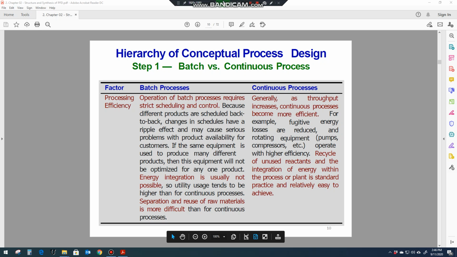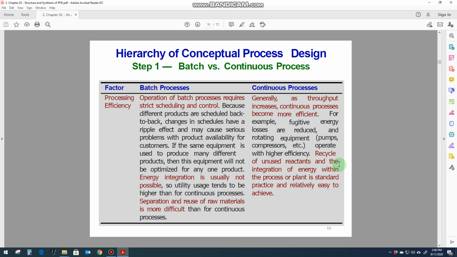In the continuous process, generally, as throughput increases, continuous processes become more efficient. So if we are dealing with high production rates and high flow rates of the feedstocks into the system, then in that case, continuous processes are more reliable and efficient. For example, fugitive energy losses are reduced, the rotating equipment operates with higher efficiencies. Okay, so the energy conversion, the energy utilization, the pumps and the compressors that we're using in the process, they work with higher process efficiencies.